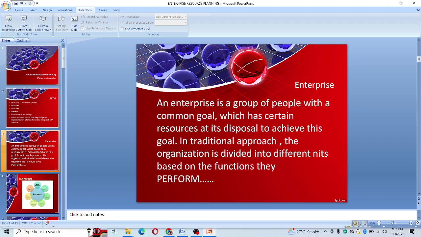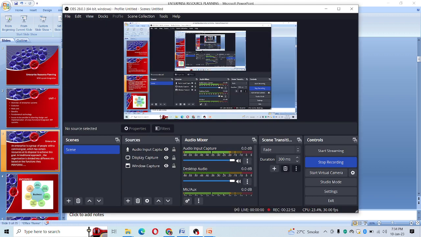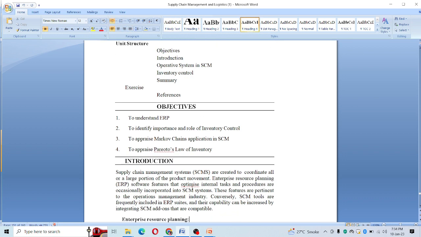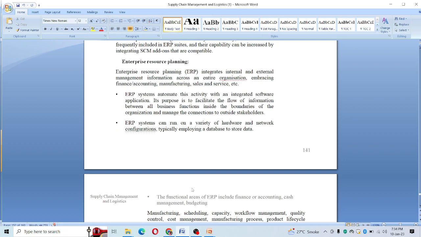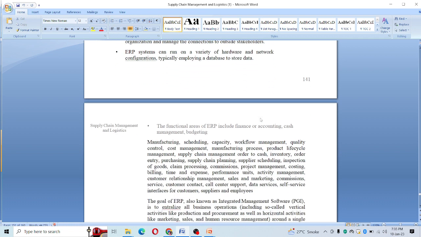So this way, when we talk about enterprise resource planning, we can see the notes part also, because the notes part largely has been made from this, when it comes to supply chain integration. So we have ERP as a system which is the flow of information between all business functions that we have seen through slides, and ERP runs on a variety of network hardware and network configurations, that also we have seen.